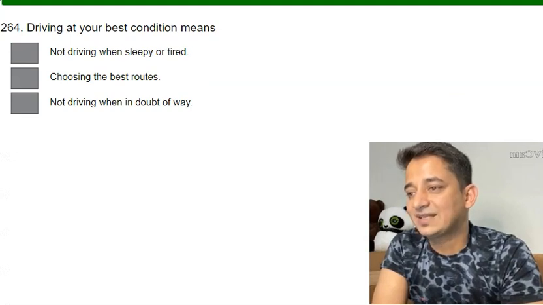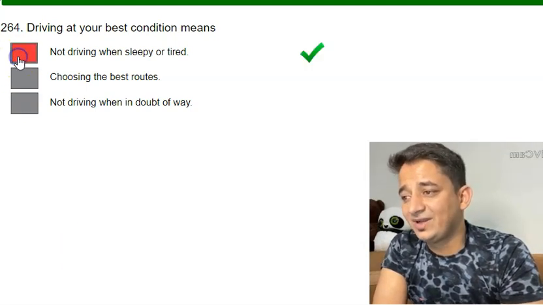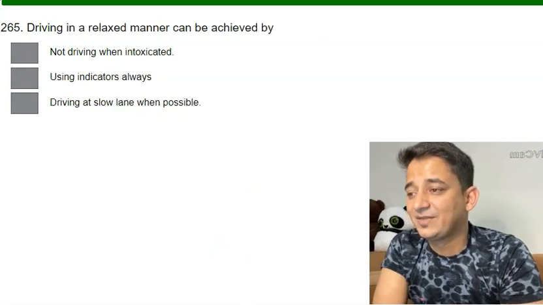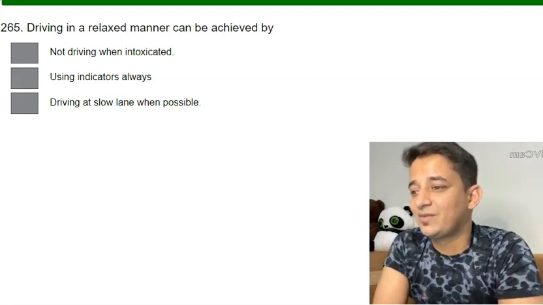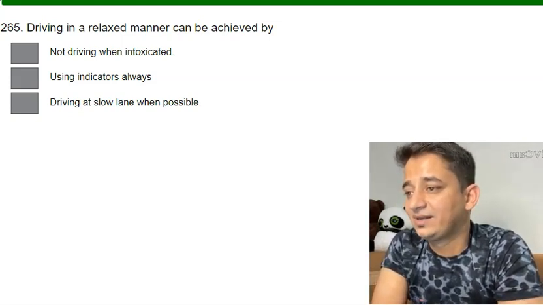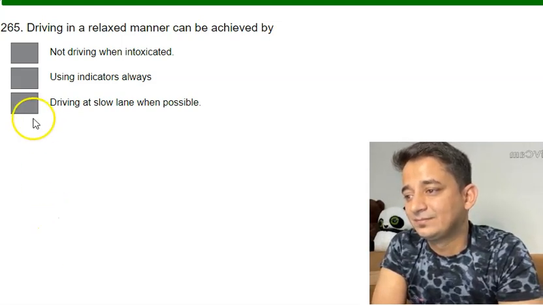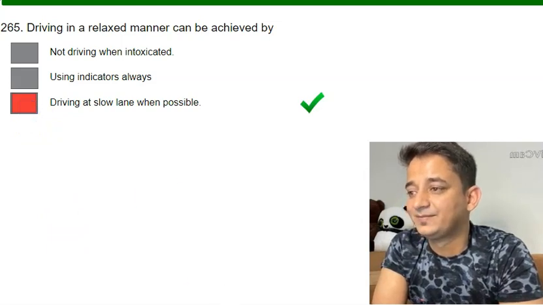Driving at your best condition means not driving when sleepy or tired, choosing the best route, not driving when in doubt. So driving in the best condition means drive when you're not feeling sleepy or tired. Driving in a relaxed manner can be achieved by not driving when intoxicated, using the indicator, always driving in the slow lane when possible. Yeah, driving in the slow lane whenever possible.